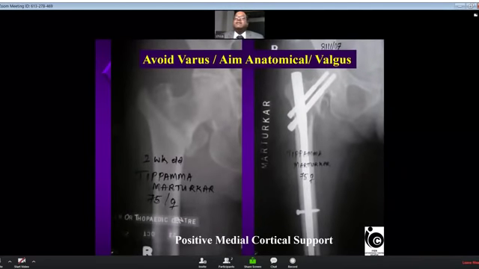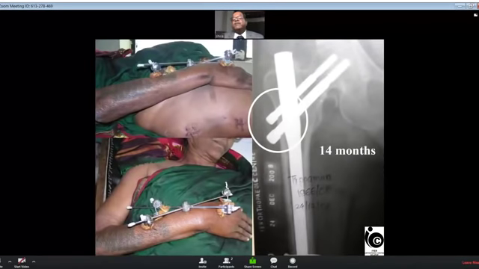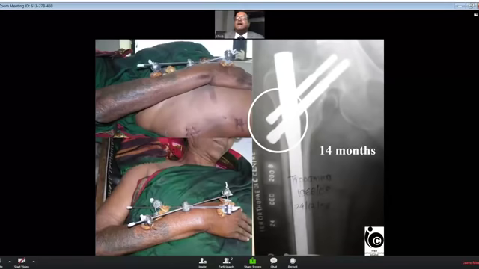Another X-ray, operated sometime in 2007. You can see a 15-day-old fracture in an elderly lady of 75 years. You can see a positive medial cortical support, and at 14 months, you can see I have compressed the fracture so well on table that there is no subsequent collapse happening. The screw heads are touching the lateral cortex, and the fracture has united without any problem.